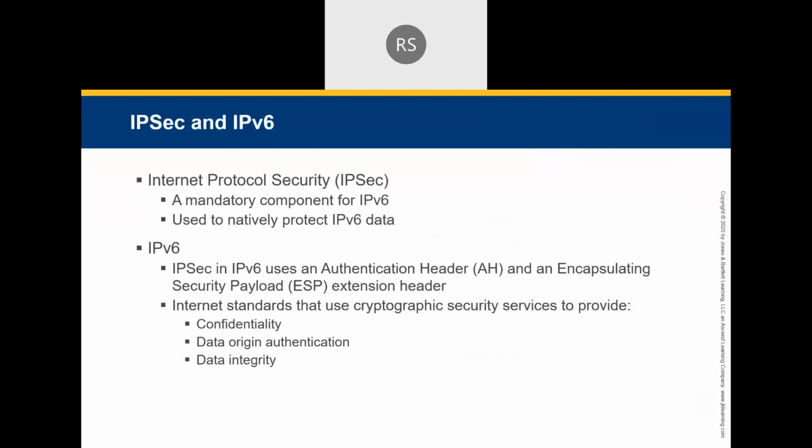Now, IPsec in IP version 6 utilizes an authentication header and an encapsulated security payload extension header. It has internet standards that use cryptographic services, security services that provide confidentiality, data origin authentication, and also data integrity. So IPsec is going to play a very important role in enhancing the security of IP version 6 networks. It provides a robust mechanism for authentication, encryption, and data integrity.